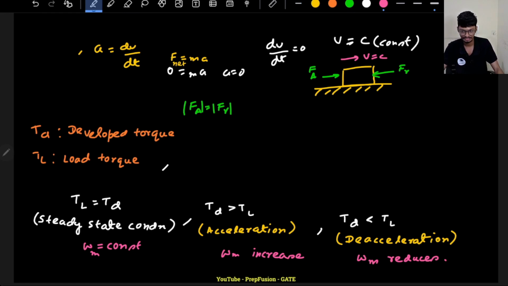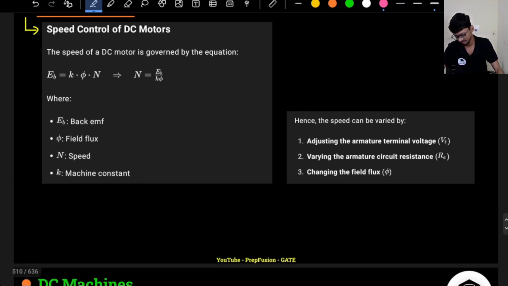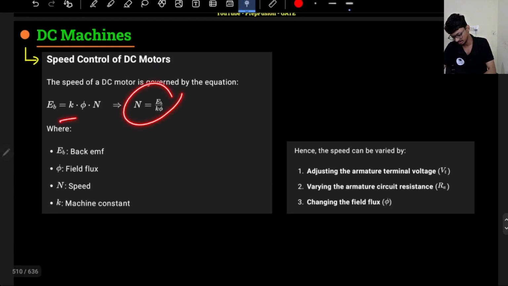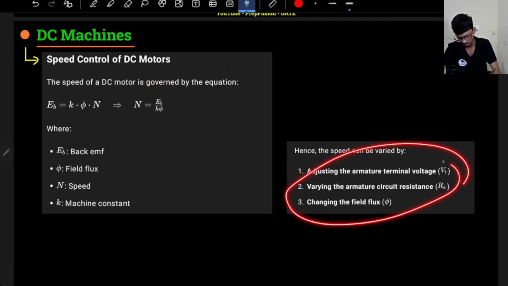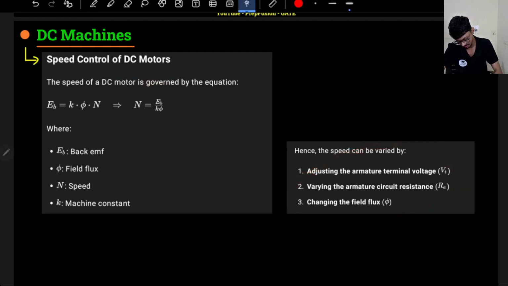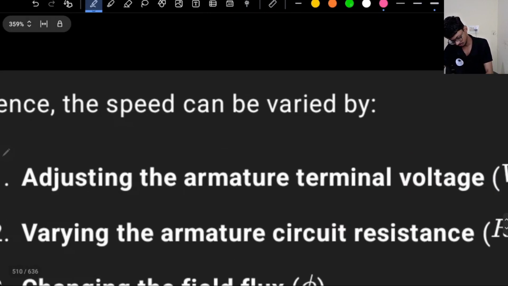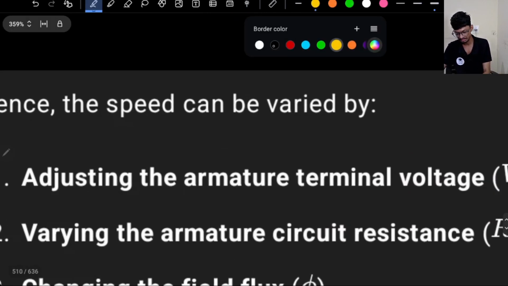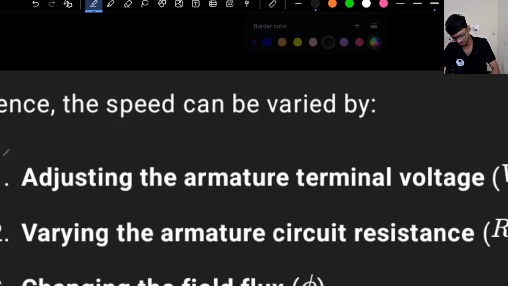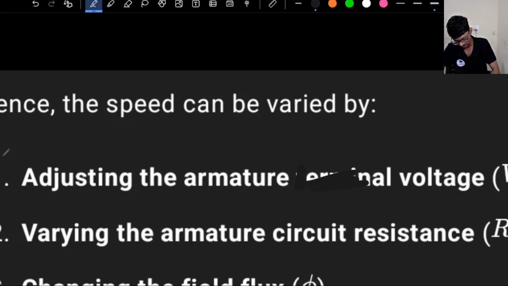So now we will finally solve problems. Whatever we have discussed, speed depends on this: N equals E upon K phi. So we can control it by changing the flux, or by adjusting the armature voltage. Although it is directly the terminal voltage only, let me say only the armature voltage.